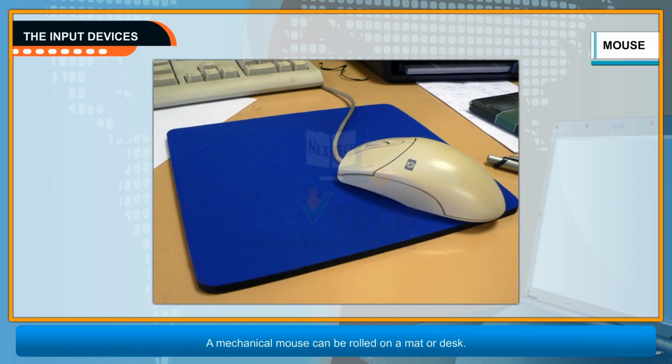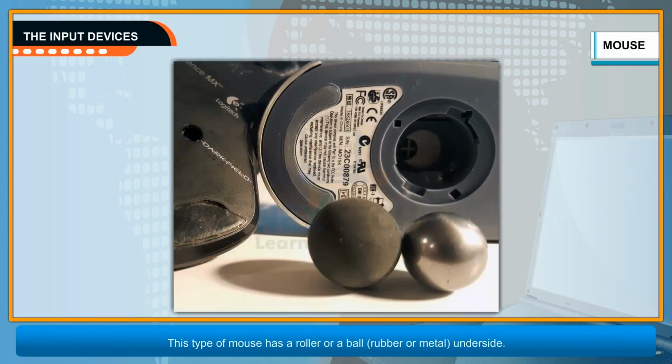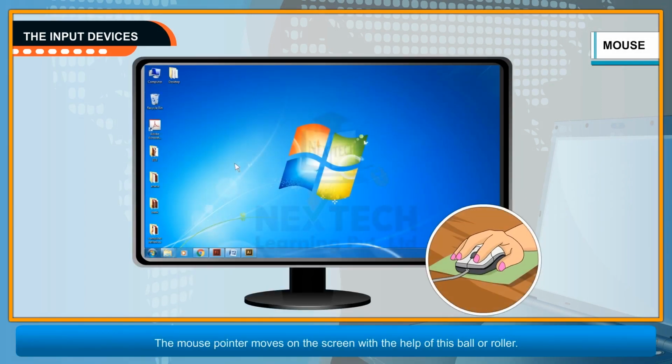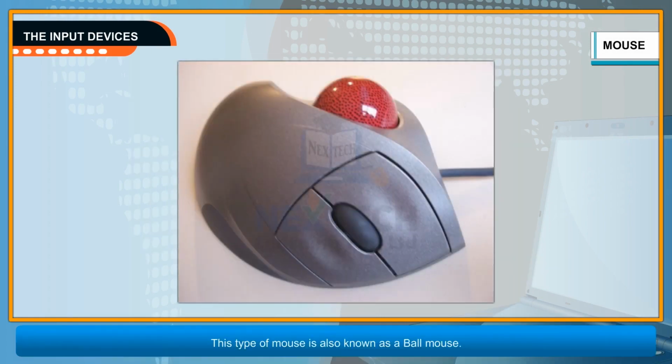A mechanical mouse can be rolled on a mat or desk. This type of mouse has a roller or a ball, rubber or metal, underside. The mouse pointer moves on the screen with the help of this ball or roller. This type of mouse is also known as a ball mouse.